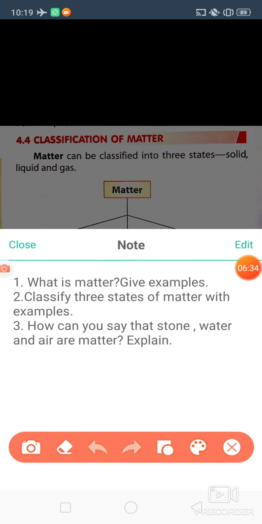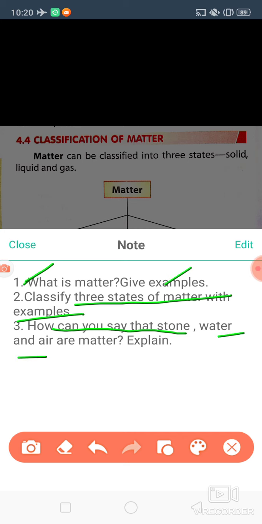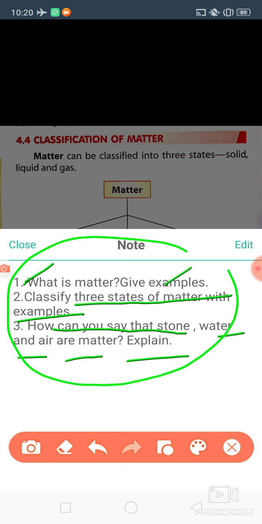Okay, children, you'll try to solve these questions. First of all, what is matter? You have to give an example. Then classify the three states of matter with examples. And how can you say that stone, water and air are matter? You have to explain. Just now I have explained. So try to solve all these questions. I hope it is clear to you.